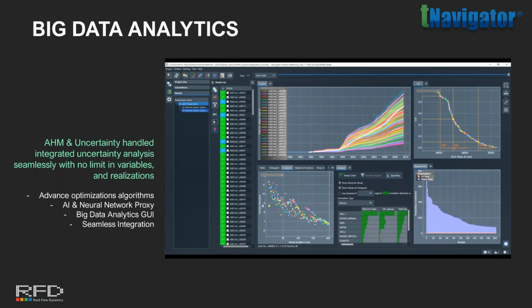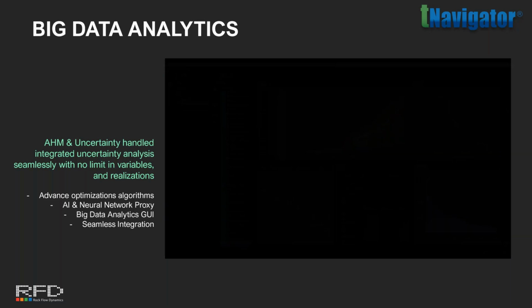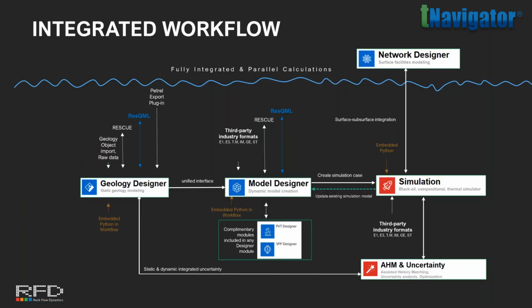Here is where I can choose the algorithm, whether it's experiment design or optimization, depending on my goal. I can choose whether I want to optimize my in-place, my well control, or predictions. Here is where the big data analytics interface lets me analyze my results. And I can say the key to making this a seamless experience is to have an integrated and unified interface. Here is a diagram of what I'm saying.